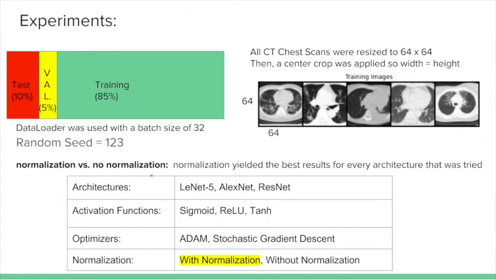As Stephen mentioned, we've implemented these 3 different architectures, LeNet, AlexNet, and ResNet. We applied a 10% testing set, a validation set of 5%, training of 85%, a data loader batch size of 32, a random seed of 123, and we resized all our images to 64 by 64 and applied a center crop as well. We also experimented with and without normalization and found that with normalization of our data tended to be better, and inside each of our layers as well tended to be better.